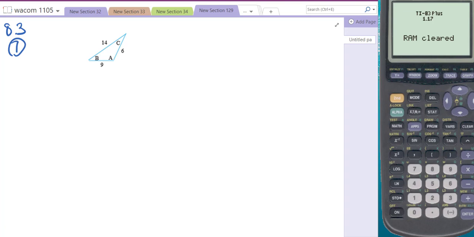Right, so we're going to look at problem 7 from 8.3, and we're going to solve for this triangle. This one we have side, side, side. So we are going to have to go with law of cosines. We do not have a pair. So we'll go with law of cosines.